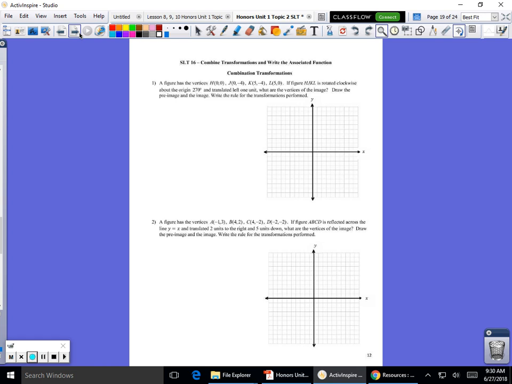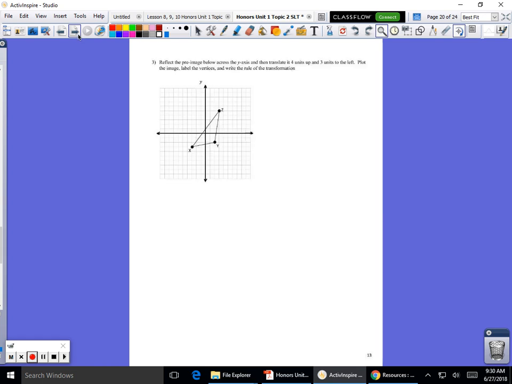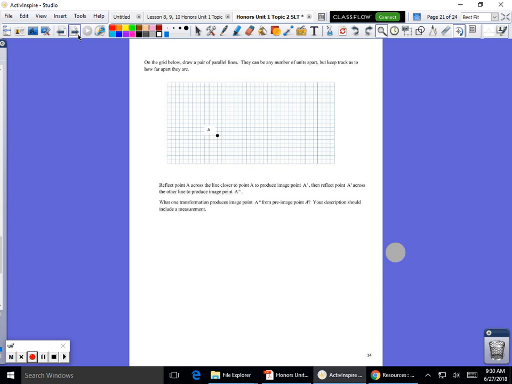I believe this is all just more of what we have done, so there's nothing new here. There is something where I want to translate or reflect over the line y equals something, or x equals something. So we're going to get to that. This is all stuff that you can do.